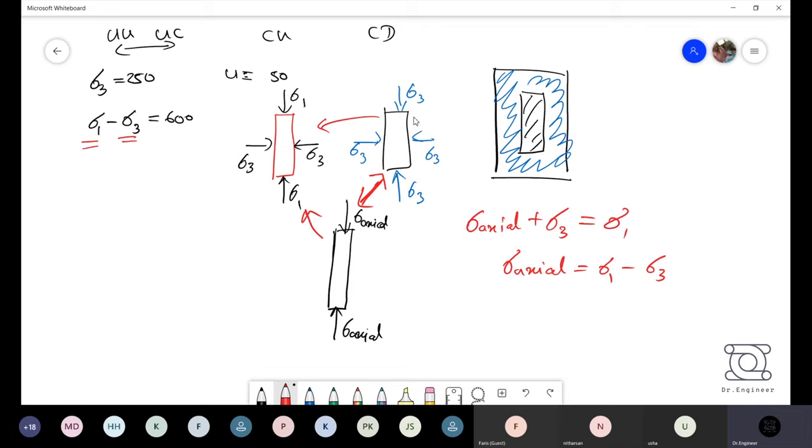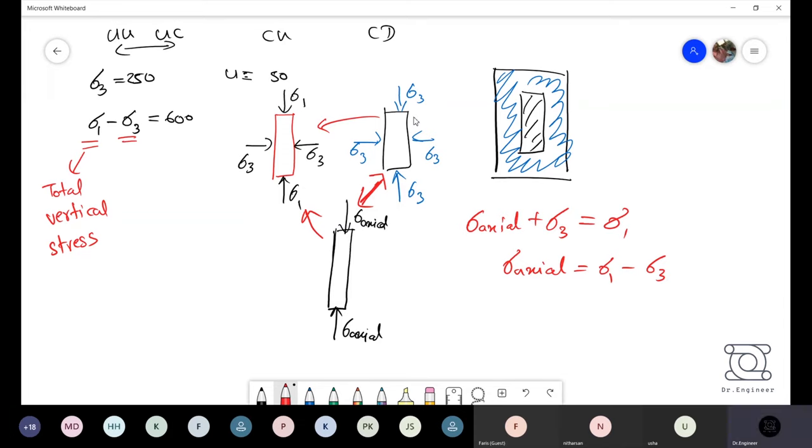Sigma 1 is the total vertical stress acting on the sample. Sigma 3 is the total horizontal stress. So sigma 1 is not the stress you are applying. That is not the axial load. So be careful with the axial load. Sigma 1 is the total vertical stress.